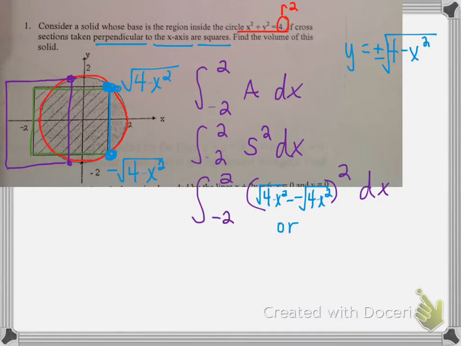Or another way that you could do it is you could say it was 2 times the square root of 4 minus x squared, because the square root of 4 minus x squared is the distance from this point to the x-axis, so I know that 2 of them makes the base, and you can do it either way. I'm not going to work out the final answers here so that I can just give you an idea about how to do the problems.